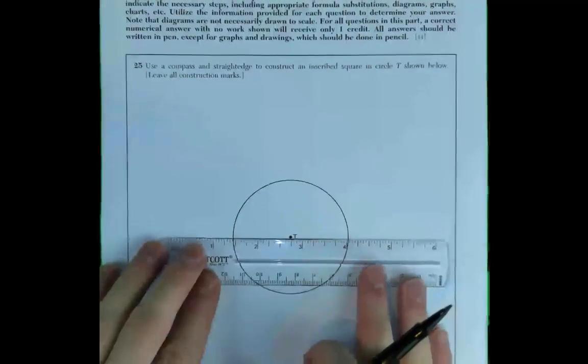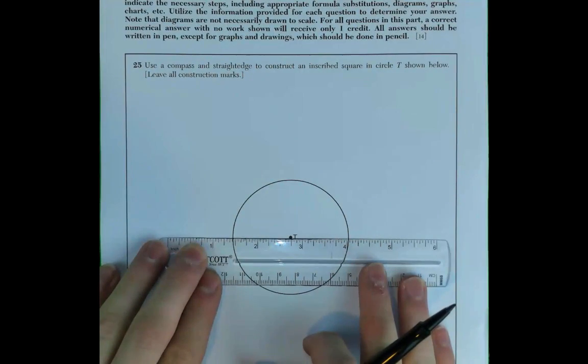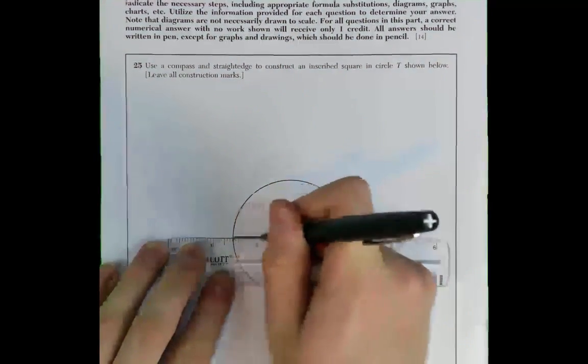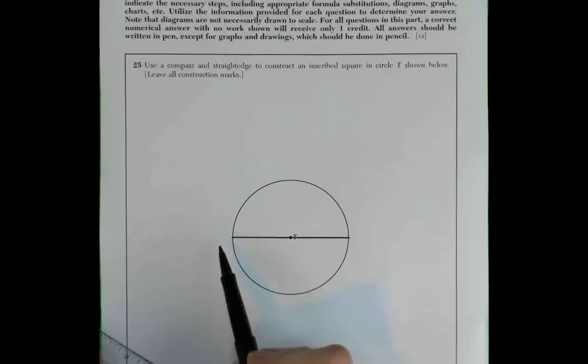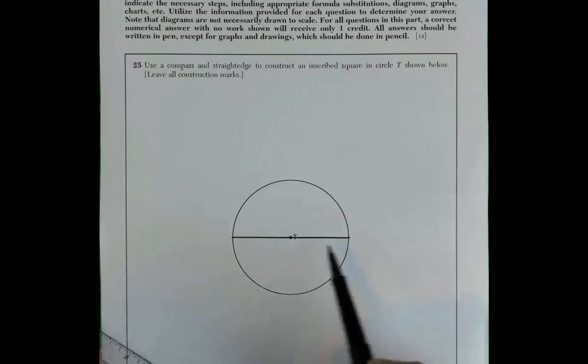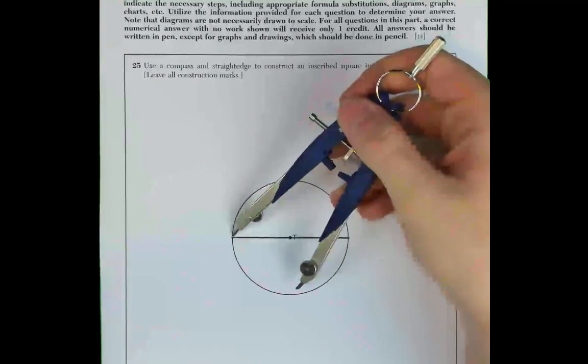We are trying to construct an inscribed square. So the first thing to construct an inscribed square is to draw yourself a diameter. Remember that a diameter has to pass through the center of the circle and touches both ends of the circle. From here, we are then going to construct a perpendicular bisector.